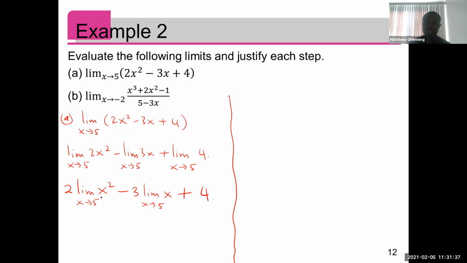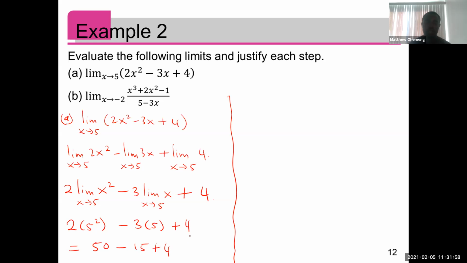Now, for this one, as I said, most of the limit laws reduce to plugging in. So you just plug in a 5, right? So that'll be 5 squared, and then minus what? 3. For this one, you plug in a 5, that'll be 5. And then plus 4. So in the end, you have something like 25 times 2, which is 50, minus 15, and then plus 4.